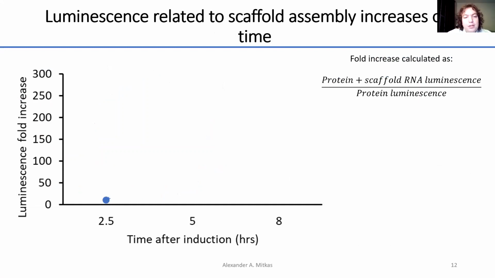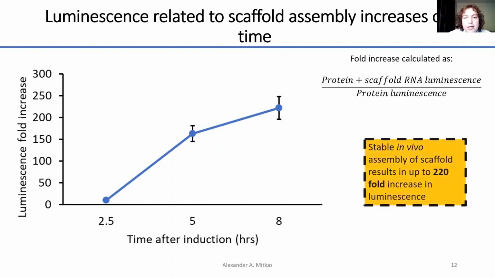Now we put all these components inside bacterial cells and we decided to run these assays over 8 hours and measure the luminescence. So this is the fold increase in luminescence as measured by this ratio over here, where we have samples where we express both the proteins and the scaffold RNA, or when we only express the proteins. And you can see that at 2.5 hours, there is about a 10-fold increase in luminescence between these 2 samples, which is pretty promising. But even more impressively, when we go to 5 and 8 hours, you see an even more significant uptick in the fold increase in luminescence, peaking at about 220-fold at 8 hours.